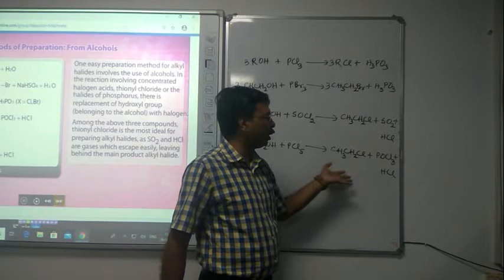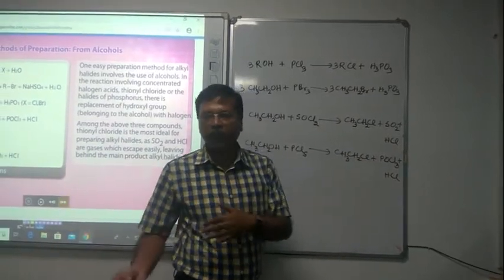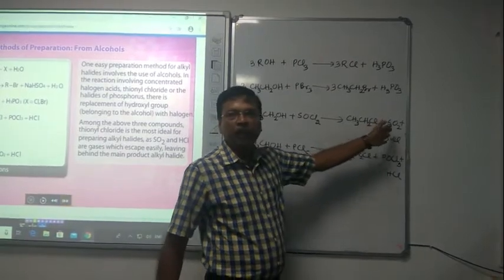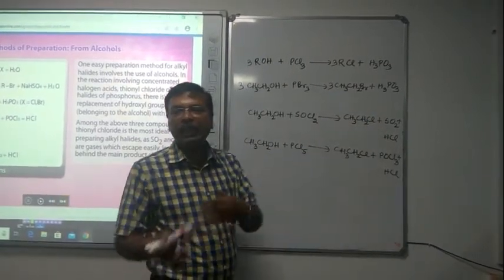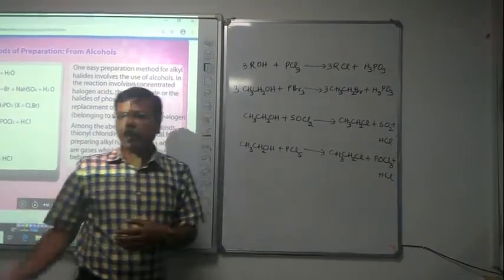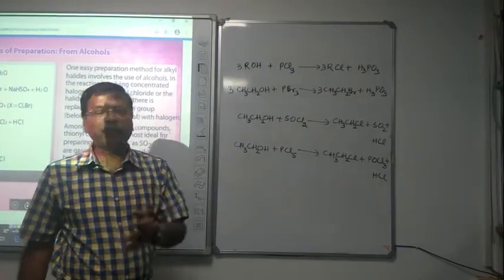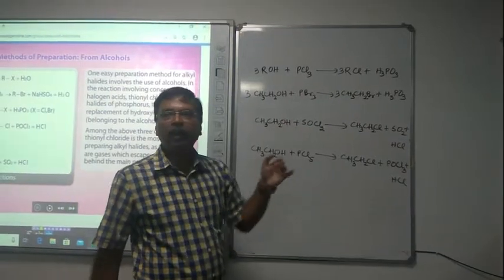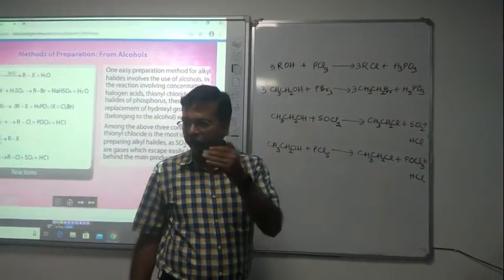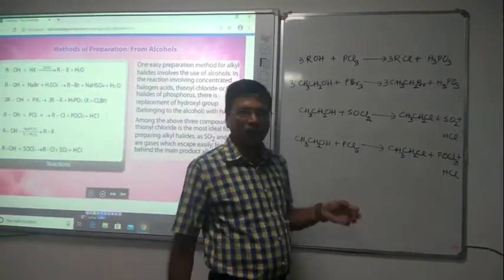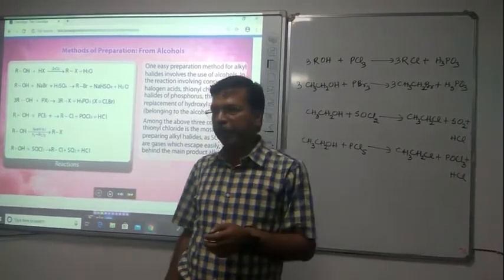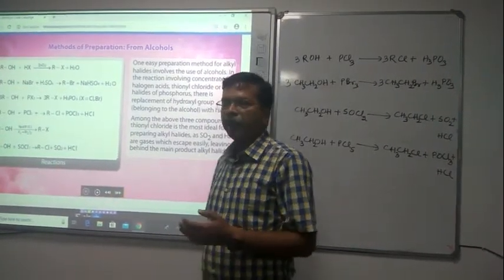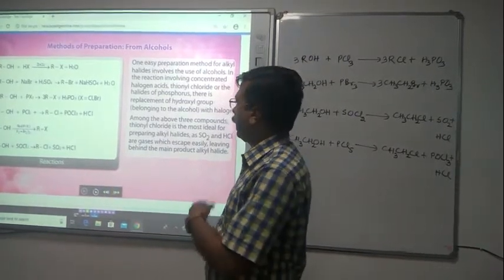Suppose we get a mixture of two liquid products, we can go for fractional distillation. But here, the byproducts are gaseous, which can be easily separated out. Automatically they will be separated. No need of any special method of separation. That is why SOCl2 is preferred as a halogenating agent. This is one of the very important reasoning questions: why is thionyl chloride preferred as a halogenating agent to convert alcohol to alkyl halide?